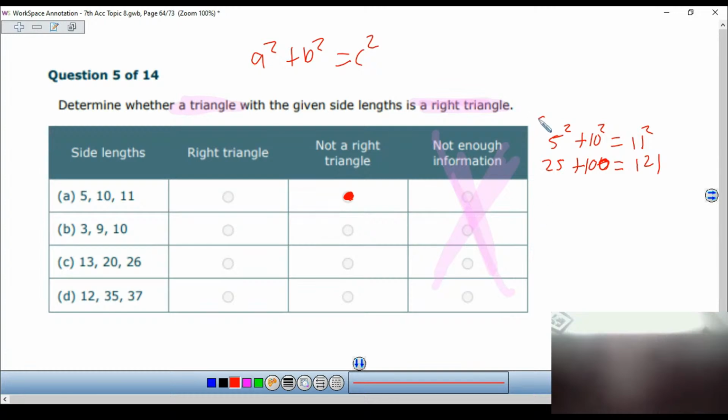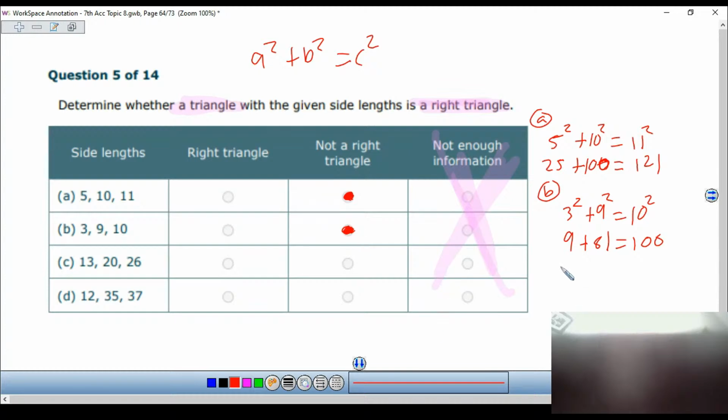For B, so this was A. So for B, we have 3 squared plus 9 squared equals 10 squared. Well, I know that 10 squared is 100, so what we need is 100. 9 squared is 81. 3 squared is 9. Does 9 plus 81 equal 100? Nope. Not a right triangle.